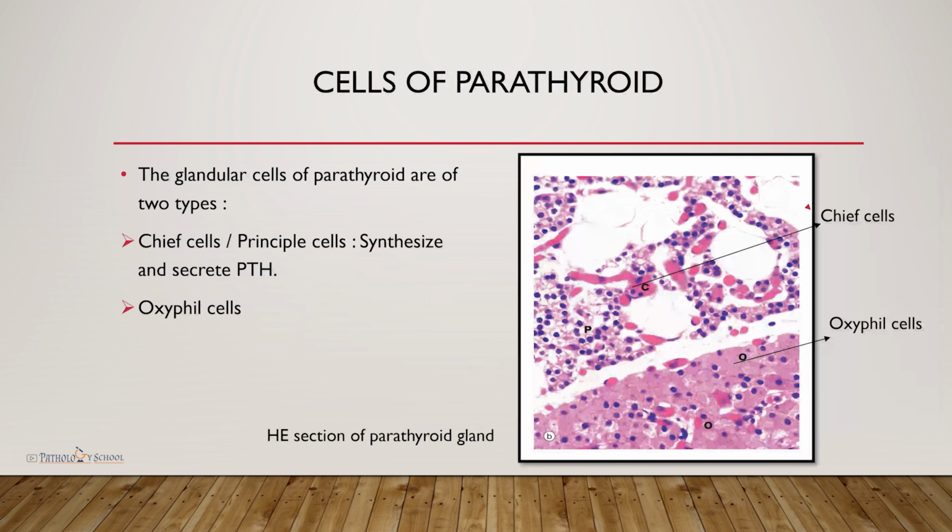The glandular cells of the parathyroid are mainly of two types. The chief cells or the principal cells are the cells which synthesize and secrete parathyroid hormone, and the other type of the cells is the oxyphil cells whose function is still unknown.